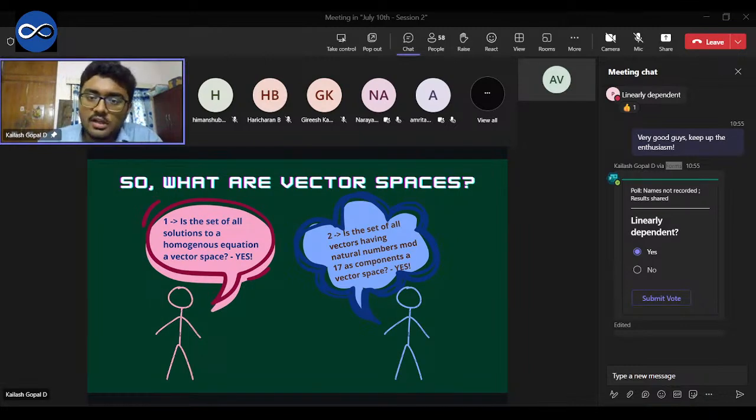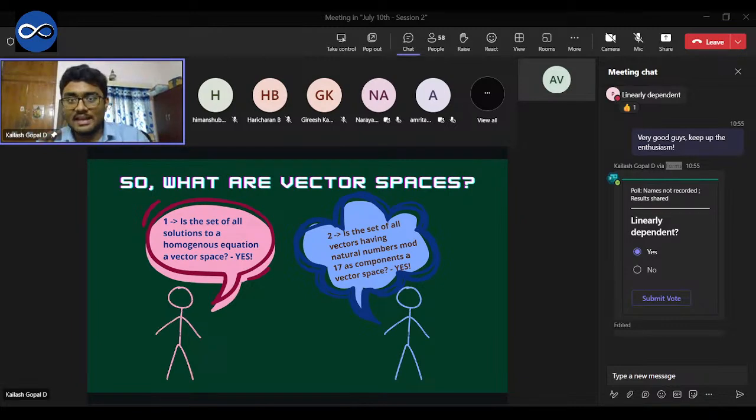Okay. So the next one is the set of all vectors having natural numbers mod 17 as components, as a vector space. Again, you can represent these as n-tuples. For example, these are kind of one-dimensional arrows. For 1, you have an arrow of magnitude 1 pointing along the x-axis, for 2 an arrow of magnitude 2, for 3 an arrow of magnitude 3, and so on. But you only have 16 arrows, right? Because it's mod 17, you can only have 0, 1, 2, 3, up to 16. So, sorry, 17 arrows totally.